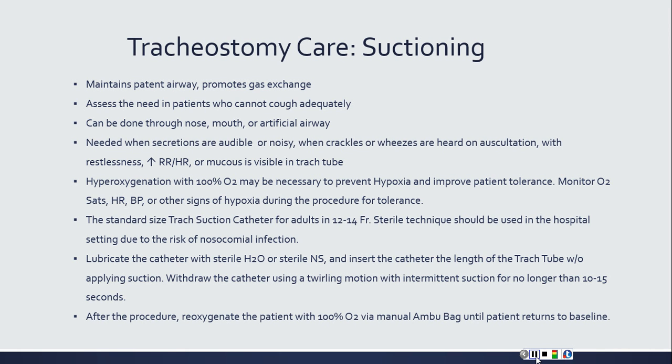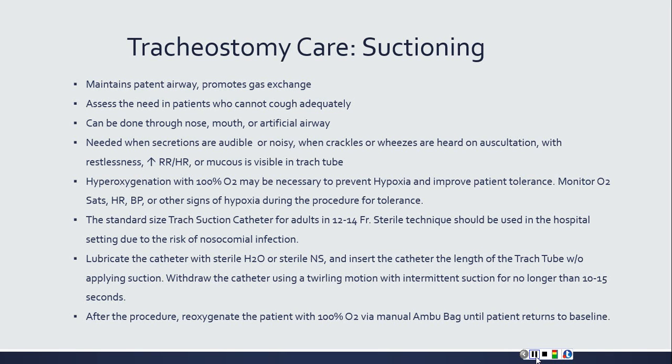All right. So when you're trying to figure out whether you need to suction, you need to assess the need in patients who cannot cough adequately. That's the big thing. There are times when the patient cannot clear the secretions. Patients who are struggling with their airway, or have a tracheostomy tube, cannot cough effectively. So you have to artificially do that. It can be done through the nose, mouth, or the actual artificial airway. Most commonly, it's going to have to be done through the artificial airway.